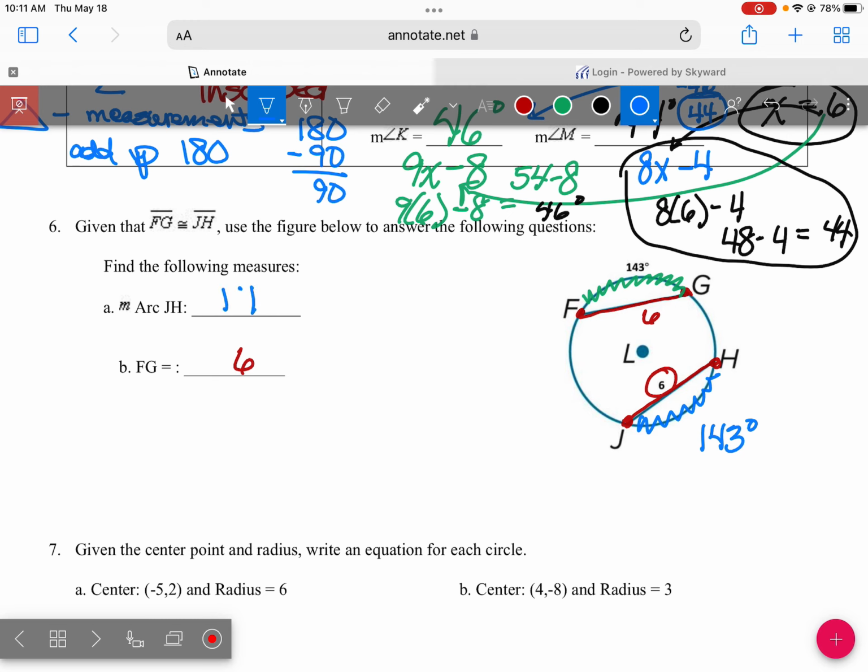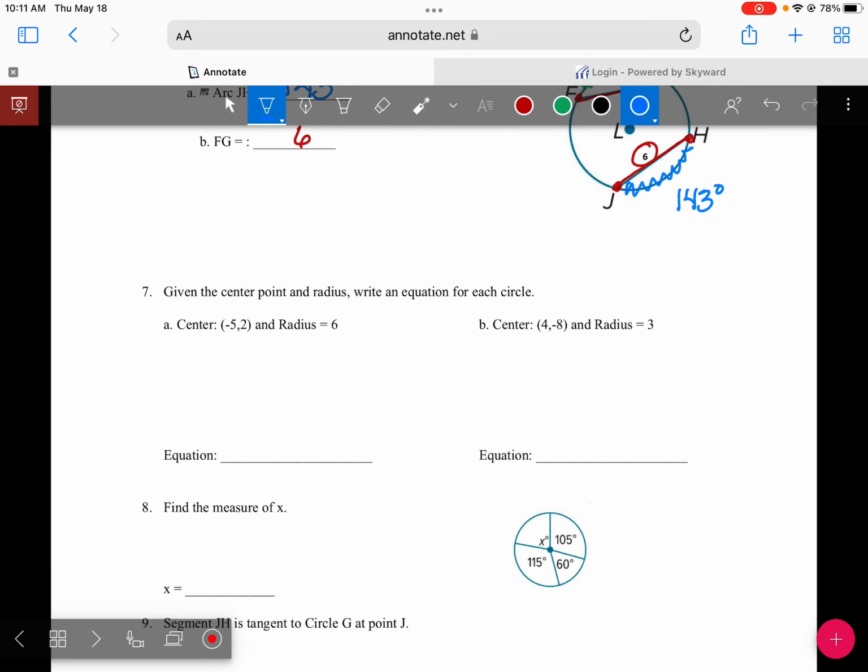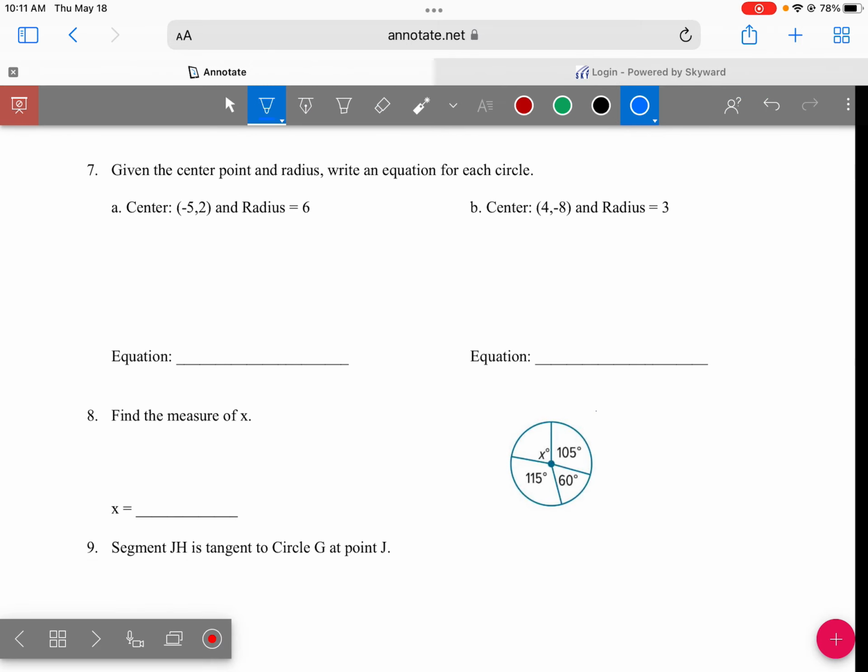What kind of an arc is 143 degrees? Is that minor, semicircle, or major? Minor. It's minor. There you go, minor arc.